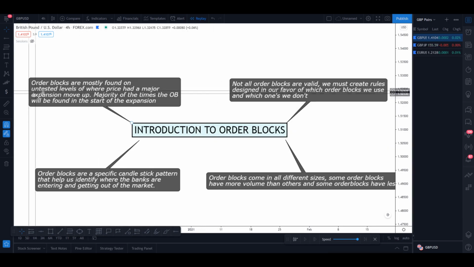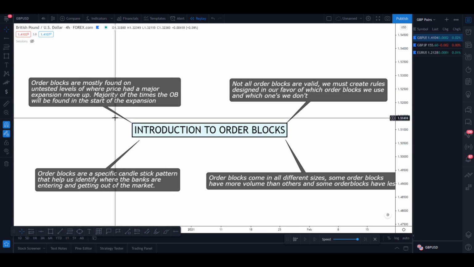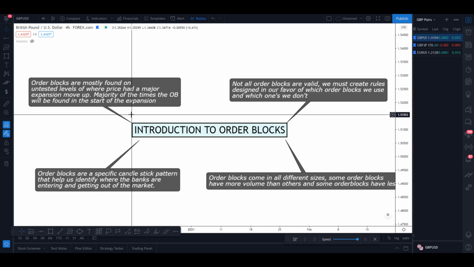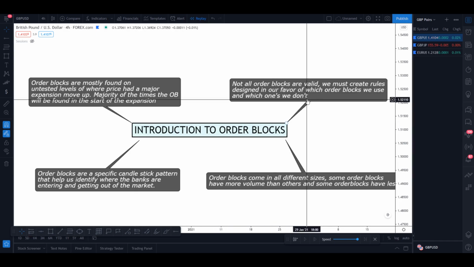Order blocks are mostly found on untested levels where price had major expansion moves up. Majority of the times the OB will be found at the start of the expansion. So if you did watch the institutional market cycle video, you might have a small idea of what I'm talking about, but I'll show you some real life examples just now. Not all order blocks are valid. We must create rules designed in our favor of which order blocks we use and which ones we don't.